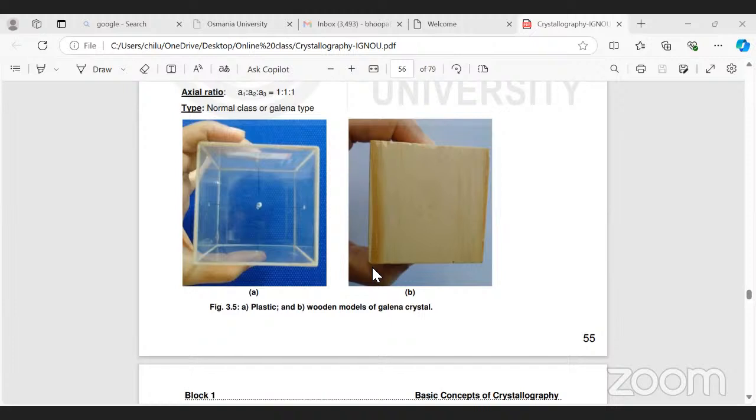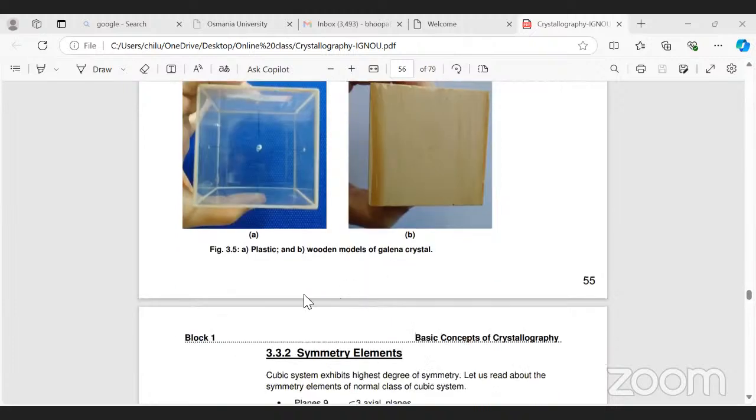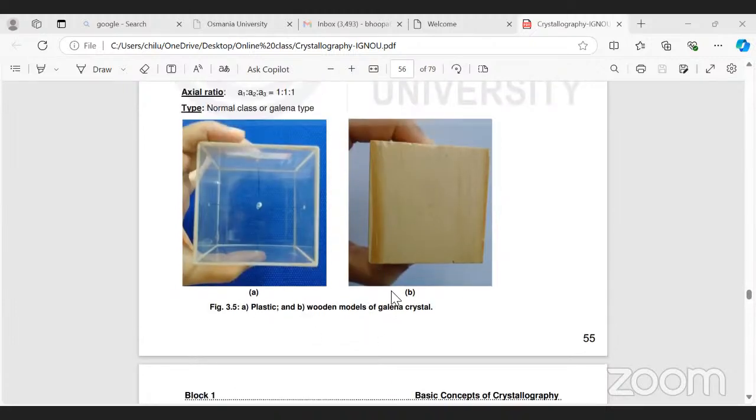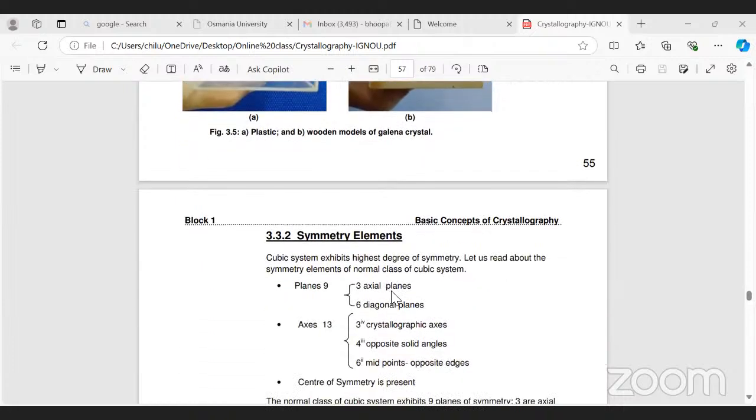Just this one. It is a galena crystal. It is known as the galena crystal, the model of a galena crystal. We will call this a galena type of crystal system also.